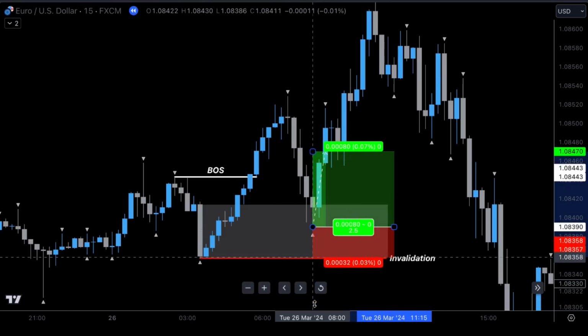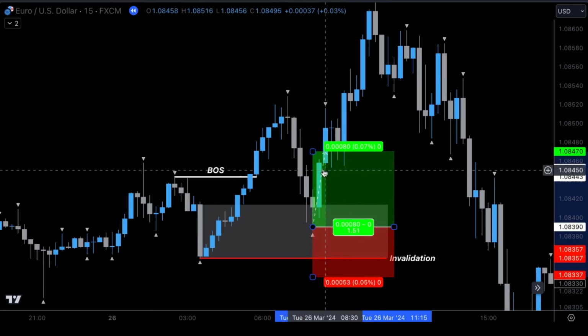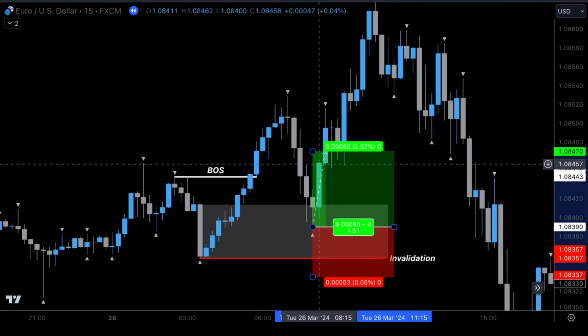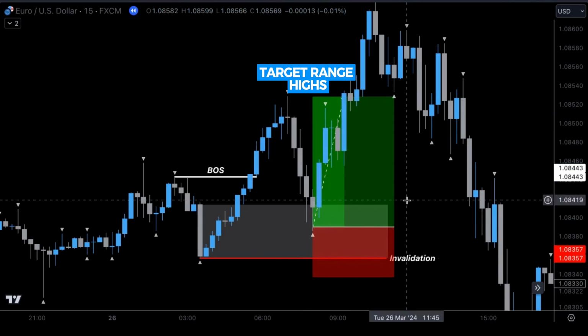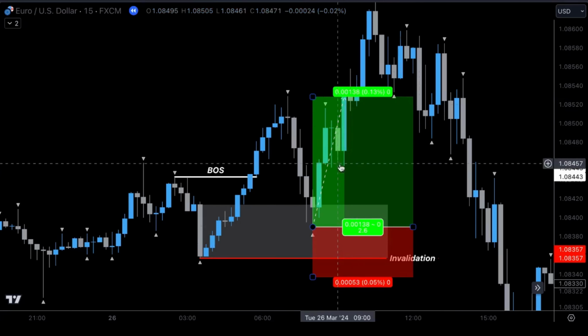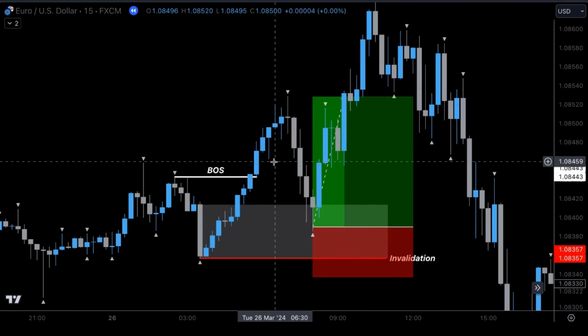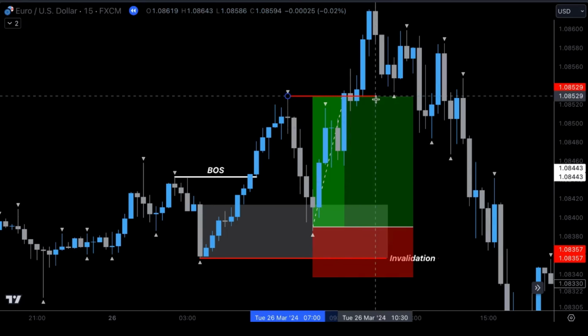Invalidation simply goes below the low. So you can add maybe a couple pips on just to give the trade some room to breathe. And then in terms of a take profit, targeting up at the highs makes a lot of logical sense. So you can see that's a 1 to 2.6 risk to reward on this trade, which is a very, very good take profit. That's a very, very good risk to reward.